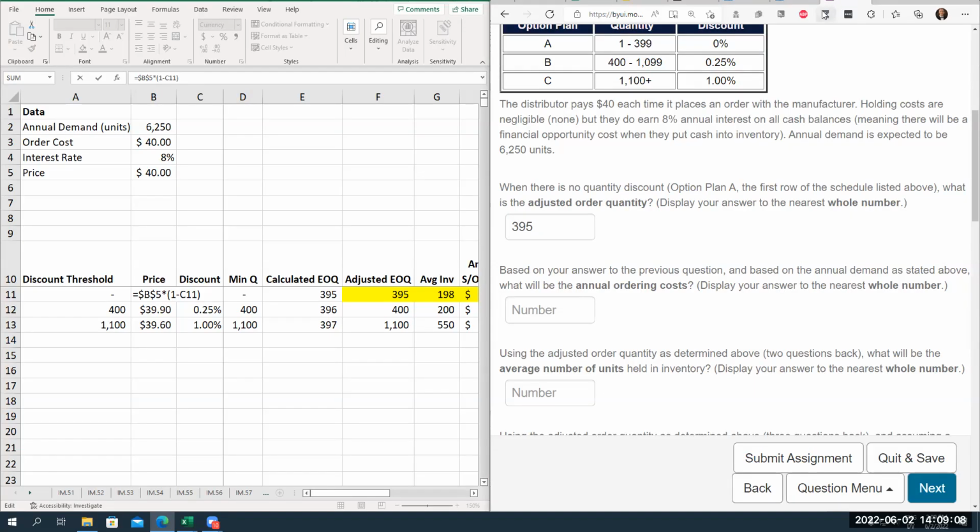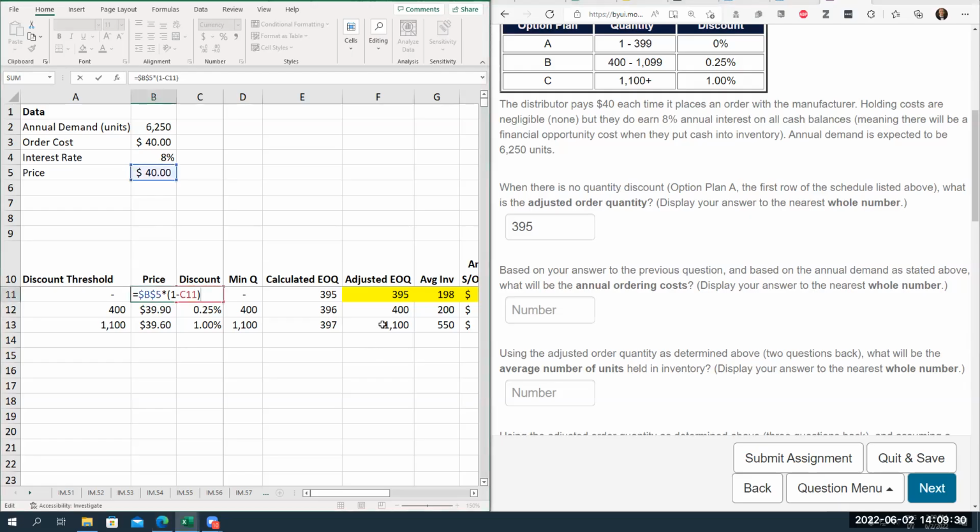Okay, here we go. Next question. Based on the annual demand, what is the annual ordering cost? If you can imagine your boss is asking you, based on these discounts, what is it going to cost us this whole year to make all these orders? That's really what we're asking. What is going to be the annual ordering cost for these parts?